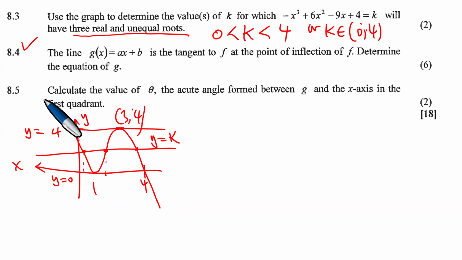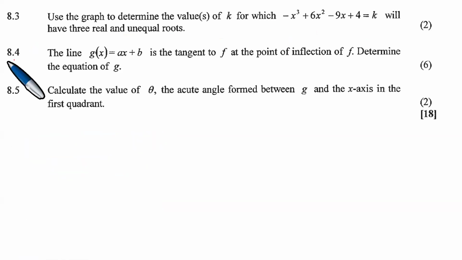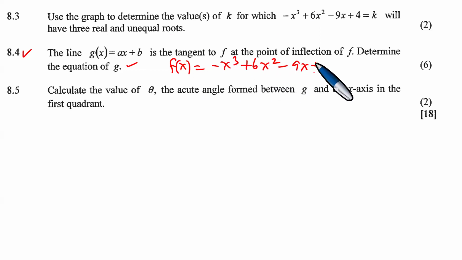Okay, if you look at the line, g of x equals ax plus b is the tangent to f at the point of inflection of f, determine the equation of g. Okay, next question, that one. So this line is a tangent to f at the point of inflection. If this one is a tangent to f, it means that at the point of inflection there are a couple of things that you need to take into account. And if this is the case, determine the equation of the line. So we would actually consider the function, which is exactly minus x cubed plus 6x squared minus 9x plus 4.